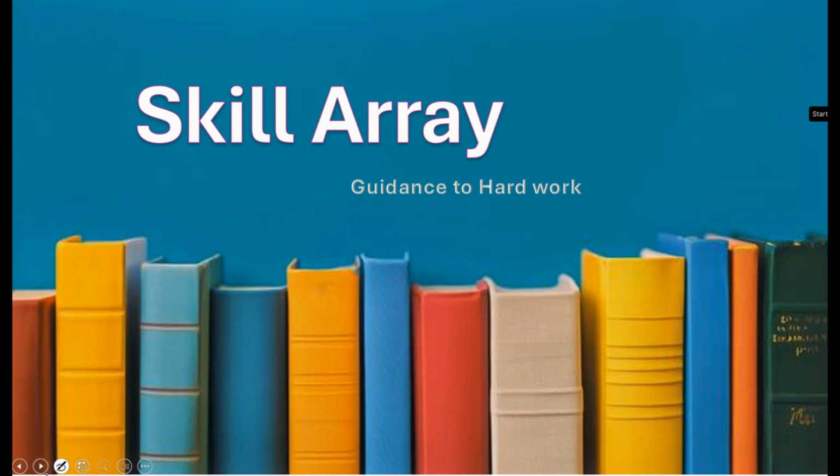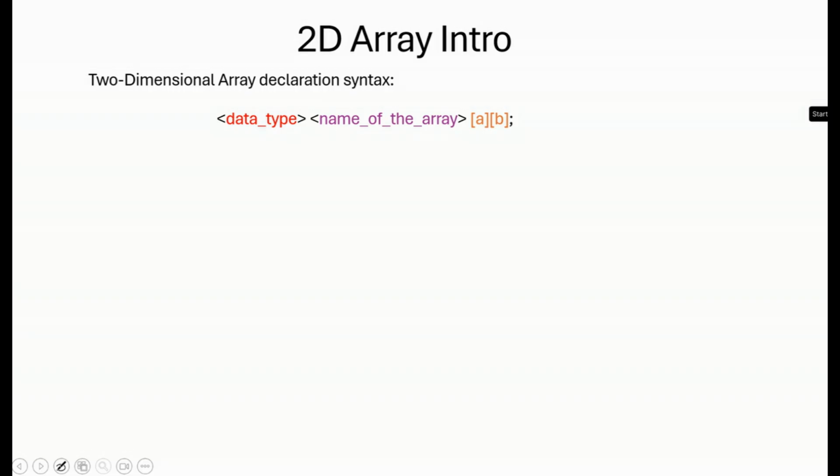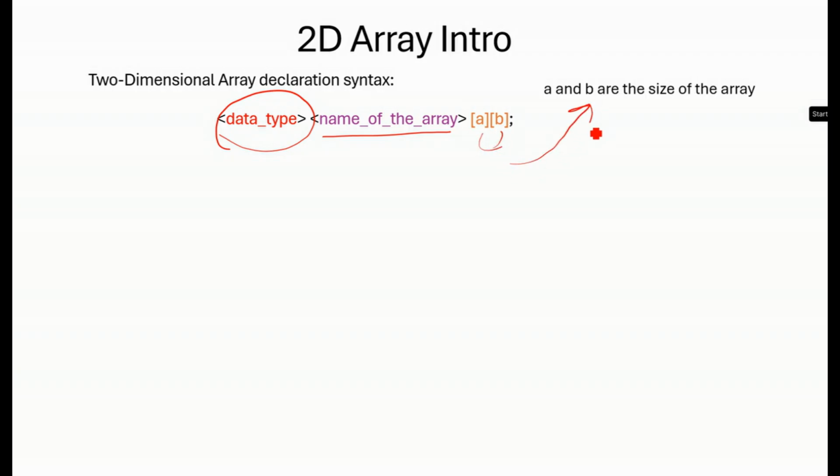In this video, let us discuss two-dimensional arrays. So what is the basic form of declaring a two-dimensional array? It starts with the data type, followed by the name of the array and the sizes. Here A and B are the sizes of the particular array.